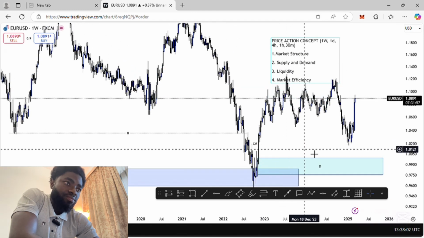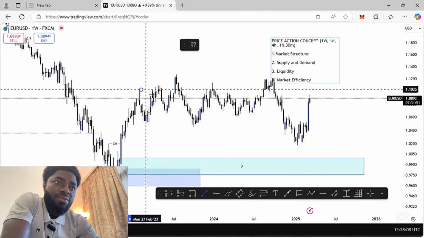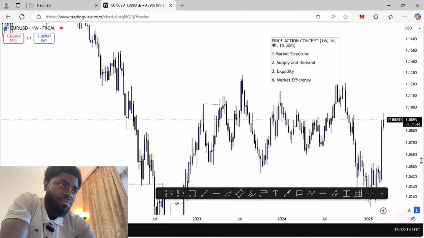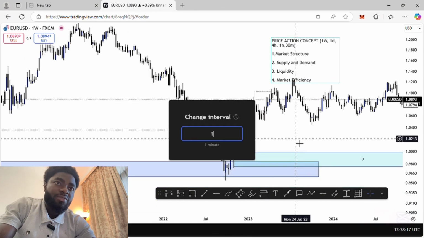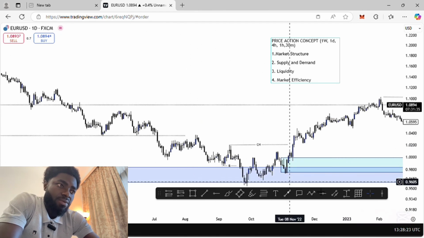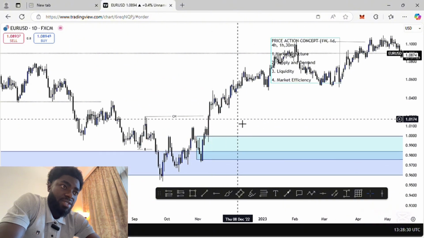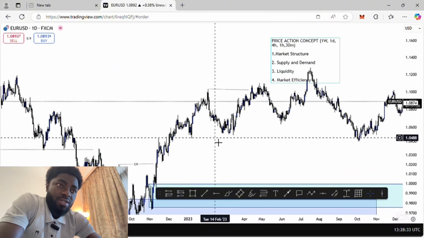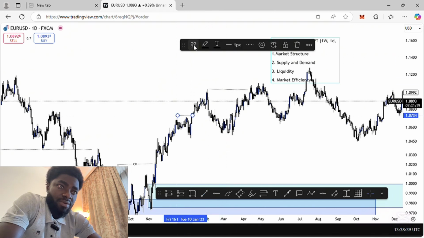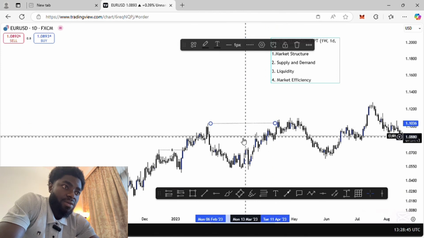Okay, so with this, after the change of character, we have a break of structure here. I think daily will be very clear, so let me scale down to the daily to be able to see the overall picture well. So yes, this is the daily break of structure, change of character, and you have small breaks. Let me consider them as well. Break of structure and break of structure.